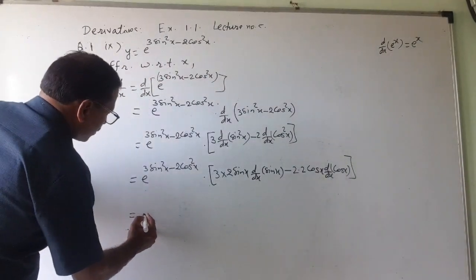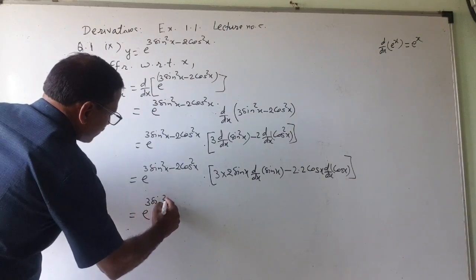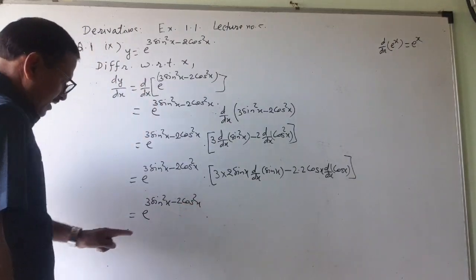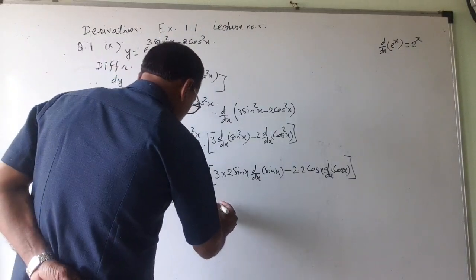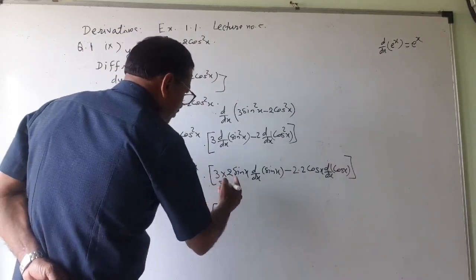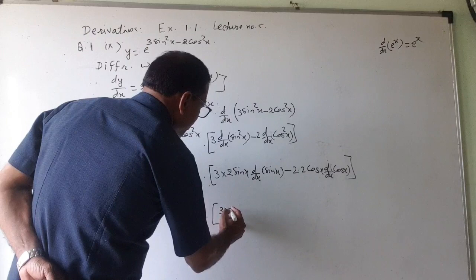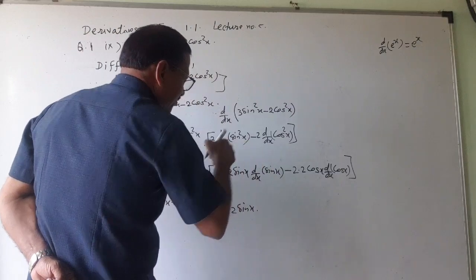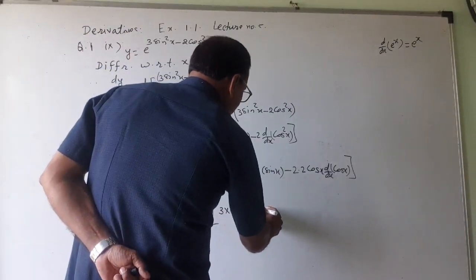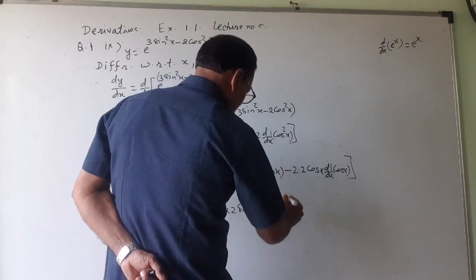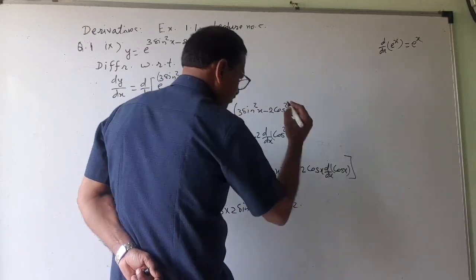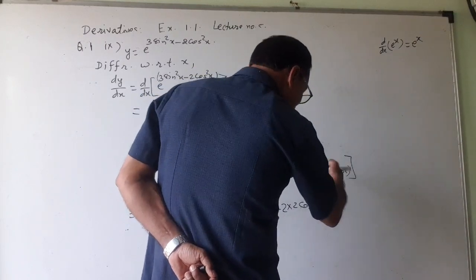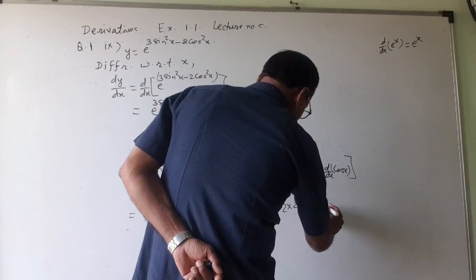So that is equal to e raised to 3 sin square x minus 2 cos square x into, this into, 3 into 2 sin x into the derivative of sin, which is cos x. This is minus 2 into 2, this is cos x into the derivative of cos, which is minus sin x.